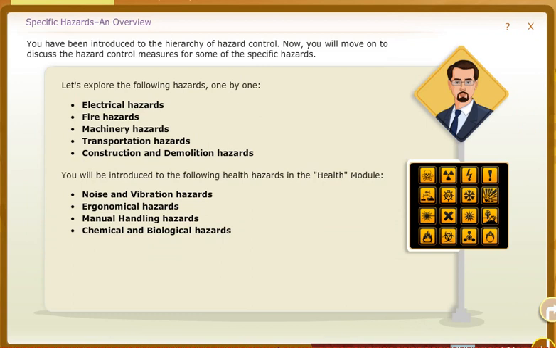You have been introduced to the hierarchy of hazard control. Now, you will move on to discuss the hazard control measures for some of the specific hazards. Let's explore the following hazards one by one. Electrical hazards, fire hazards, machinery hazards, transportation hazards, construction and demolition hazards. You will be introduced to the following health hazards in the health module. Noise and vibration hazards, ergonomical hazards, manual handling hazards, chemical and biological hazards.